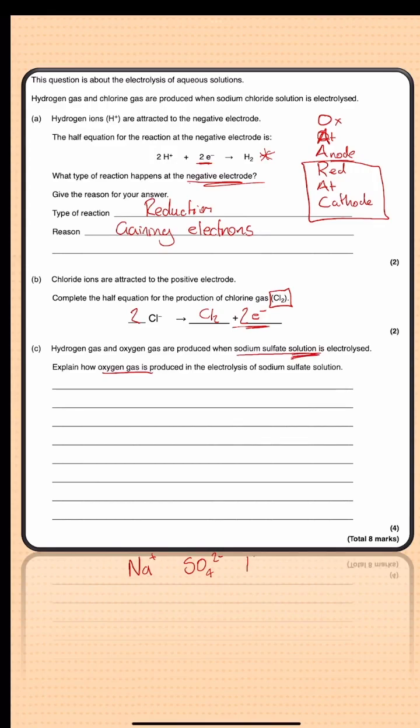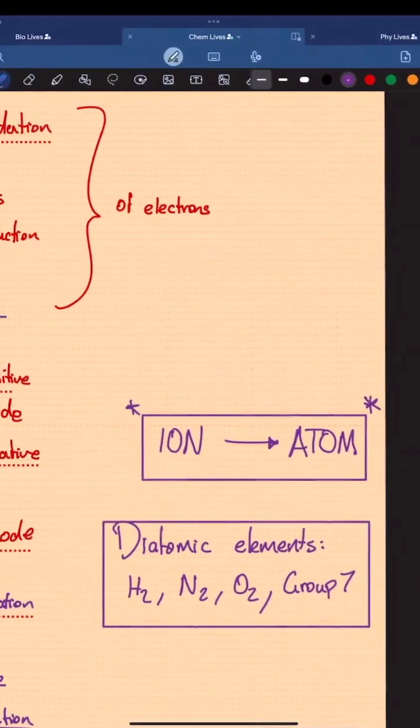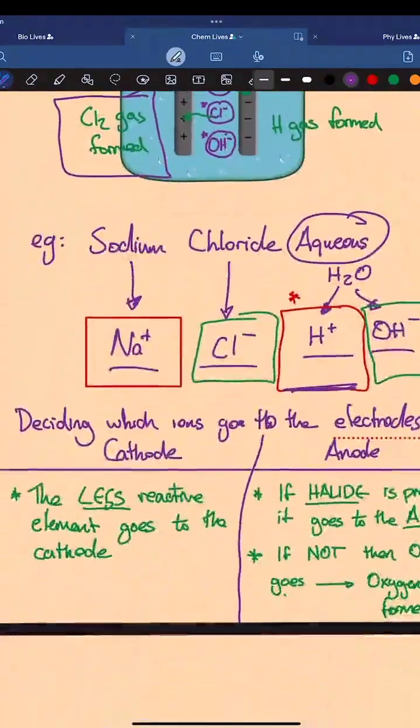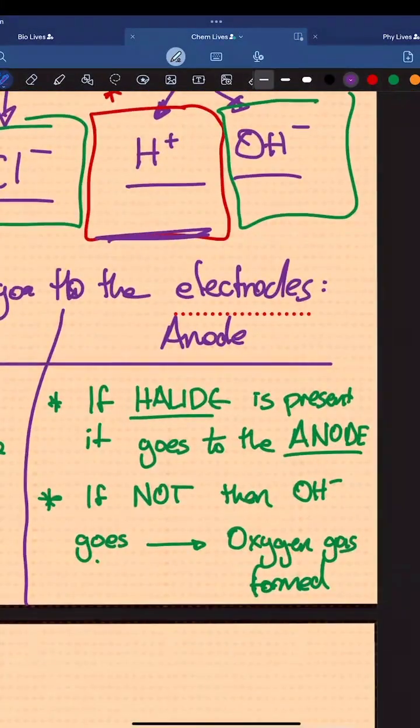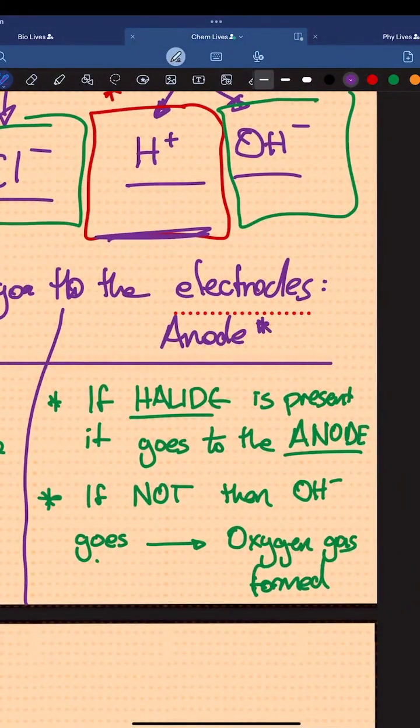So it also has H plus ions and OH minus ions. How is oxygen gas produced? For this one, we need to look at the negative ions. Do you guys remember the rules for the negative ions? This was the one with the anodes. We said for the anode, if a halide is present, then the halide goes to the anode. If the halide is not present, then OH minus goes to the anode.